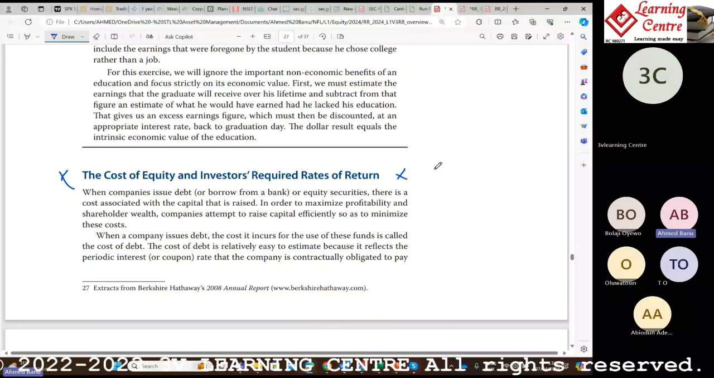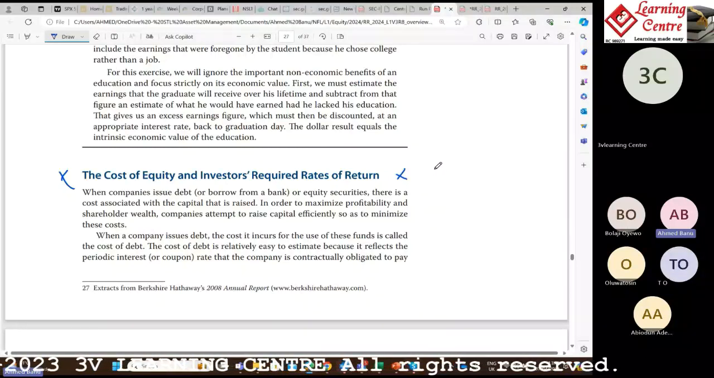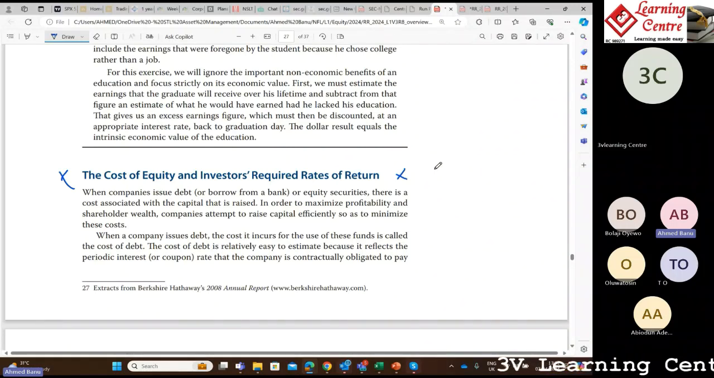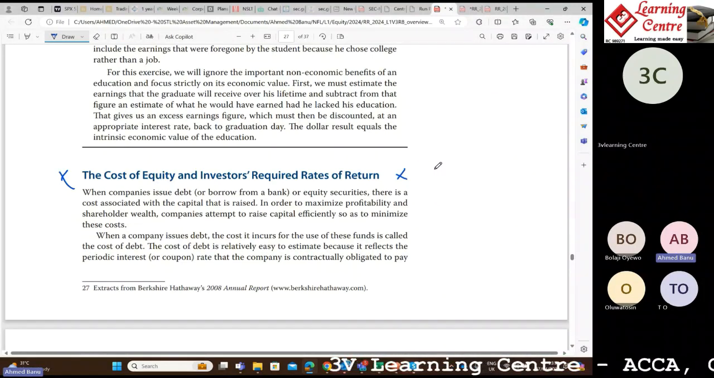This is an interesting part that I like to speak about. When companies issue debt or equity securities, there is a cost associated with the capital that is raised. For every capital that is raised, there is always a cost. When you raise debt, the cost is the cost of debt, which is the interest that the company will pay throughout the life of that debt. While when you raise equity, there's also what we call your cost of equity.